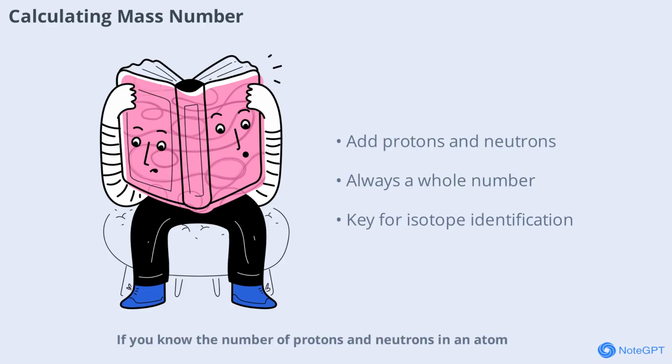Calculating mass number is straightforward. If you know the number of protons and neutrons in an atom, simply add them together. For instance, if an atom has 8 protons and 8 neutrons, its mass number is 16. This calculation is fundamental in chemistry, especially when identifying isotopes or understanding nuclear reactions.